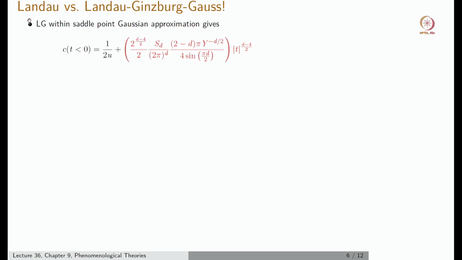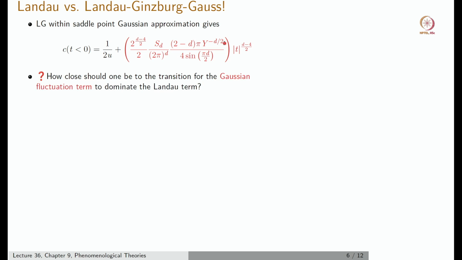Okay. So what I am now going to do is compare the specific heat coming from the fluctuation contribution, that is the Landau-Ginzburg-Gauss, and the specific heat coming from Landau. So if you take the specific heat expression coming from the saddle point Gaussian approximation for t less than 0, so you are in the broken symmetry phase, you have two pieces. There is this 1 by 2u piece which contributes to the Landau jump discontinuity, and then there is the fluctuation piece which goes like this.